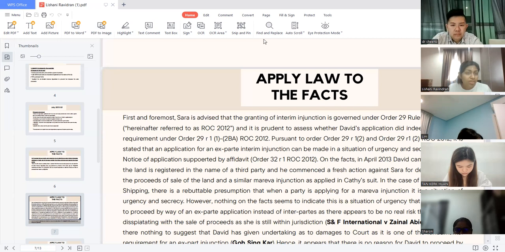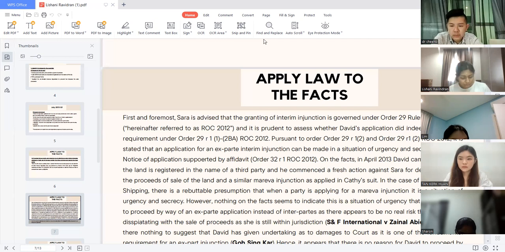Number two, this is where they explain. Such application may be made by notice of application supported by affidavit where the case is one of urgency. Please highlight. Where the case is one of urgency, it may be made ex parte. So only during urgency, it can be done ex parte, urgency or secrecy.